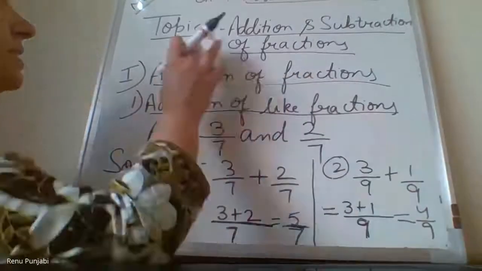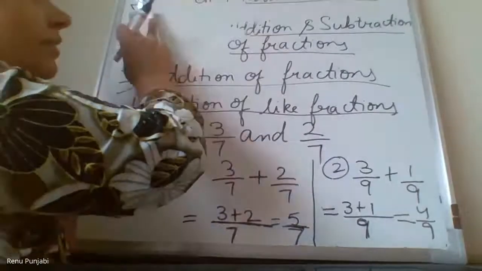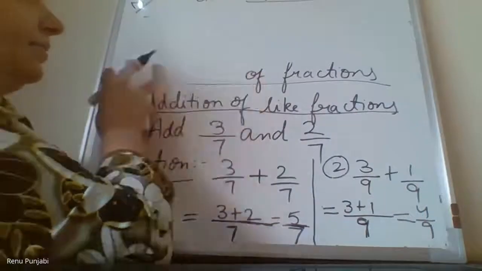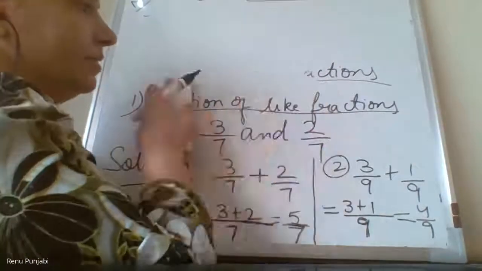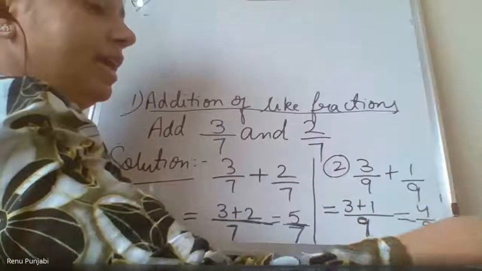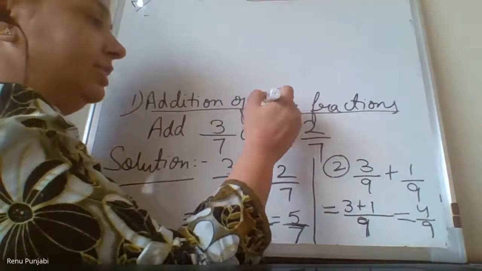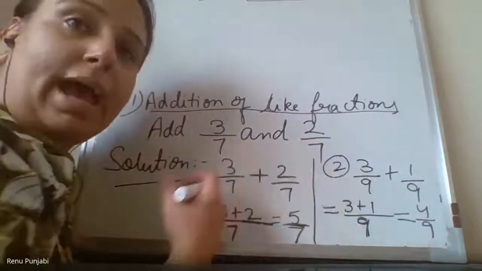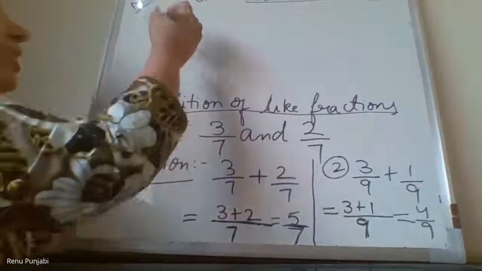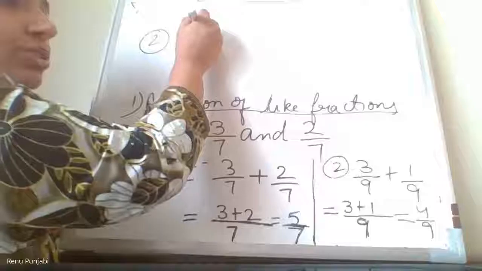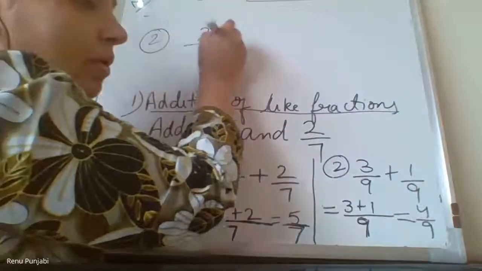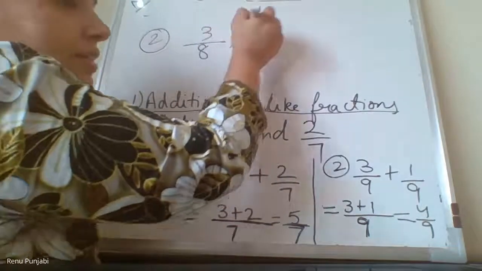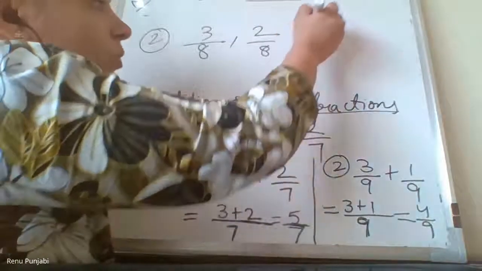Now I will erase this side and I will explain the next topic. Here we have done addition of like fractions where you had only two fractions to add. Now we will do where you get three fractions to add. For example, 3 upon 8, 2 upon 8, 1 upon 8.